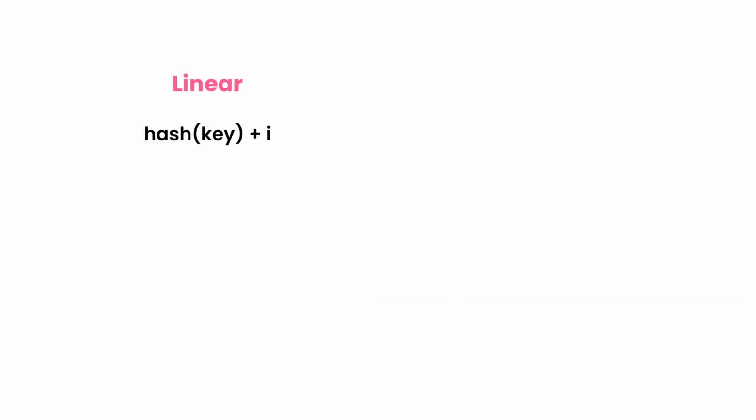So here's the formula for linear probing. If we change i to i squared, now we have a quadratic equation. So how is this going to solve our problem? How is this going to prevent clustering from forming?